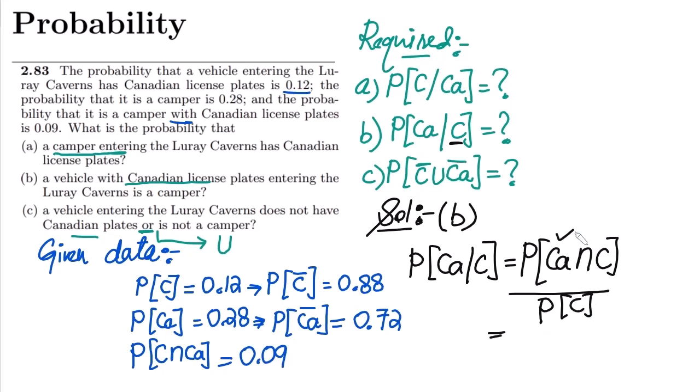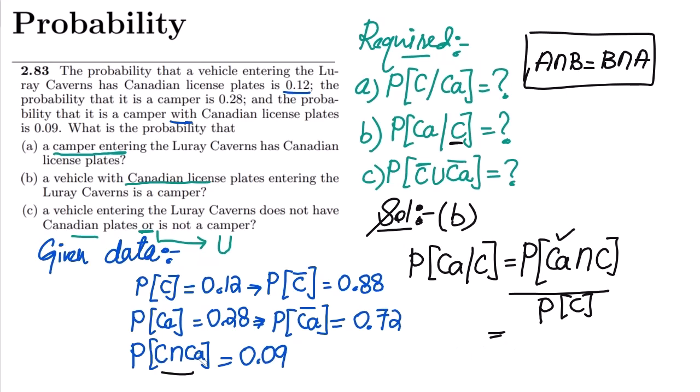Okay, now we have this given here, and we can see that it doesn't matter whether we write CA before or C before, because this is the AND operation, and we can very easily see that this obeys the commutative property. So this is always similar. Therefore we have to write the same value here, 0.09, and divide it by P of C, which is also given, 0.12. Here it would be 9 divided by 12, and calculating it we will get 0.75.